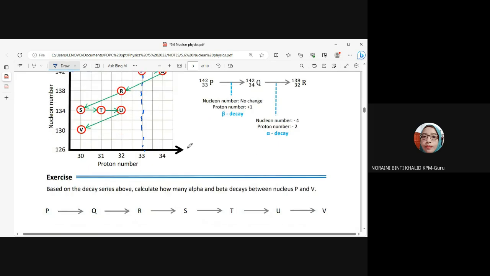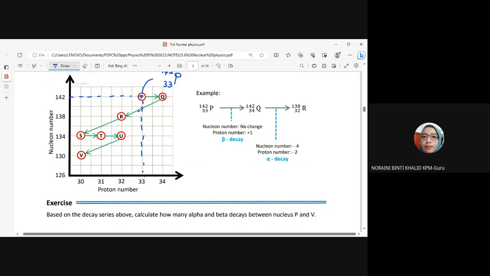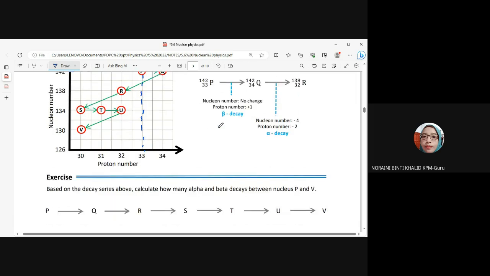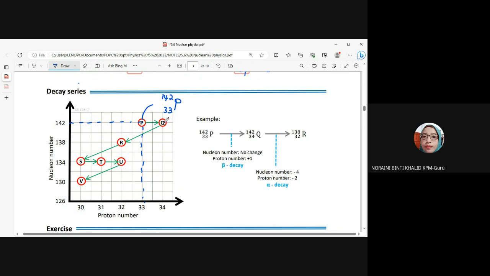Okay, let's look at the example. Based on the decay series above, calculate how many alpha and beta decays between nucleus P and V. Okay, kita start dari P sampai V. How many alpha? How many beta? Satu cara ialah we can just look at one by one. For example, P become Q. No change in nuclear number. Proton number increase by 1. So we can also do from here. I show you one step. So this is 1 beta release out.